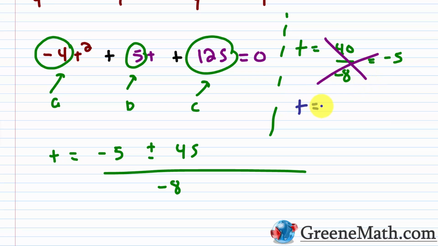Then t is equal to, the other one is negative 5 minus 45, which would be negative 50, and then divided by negative 8, negative over negative is positive. I can also simplify by dividing each by 2. So this would end up being 25 fourths. Now, in decimal form, that's 6.25, and that's what we're going to use. So let me erase all this. We don't need any of it anymore.